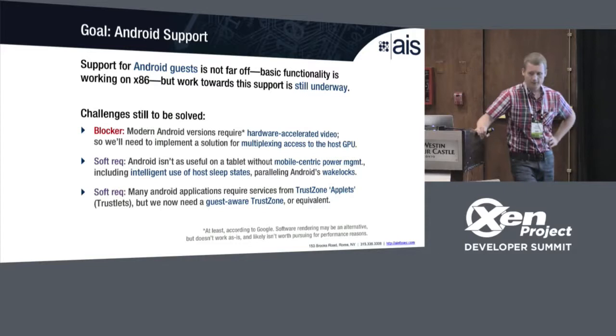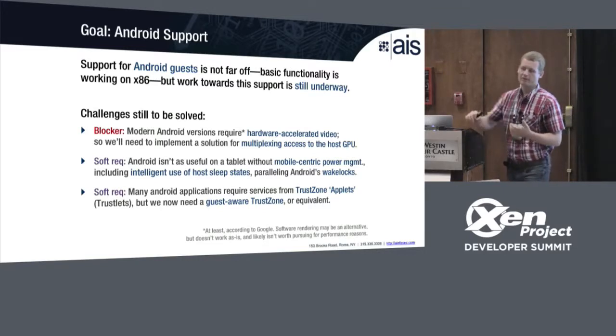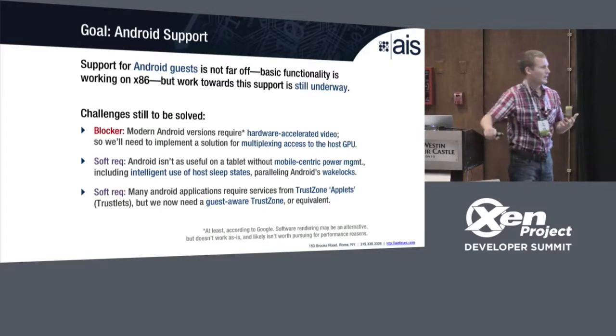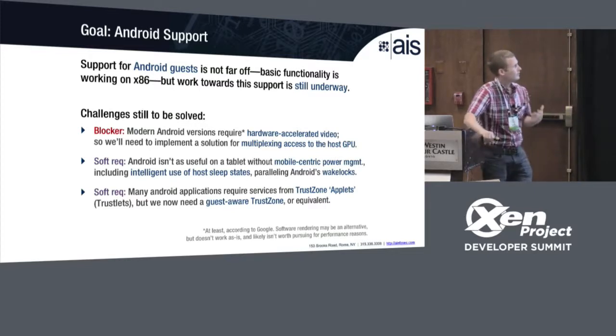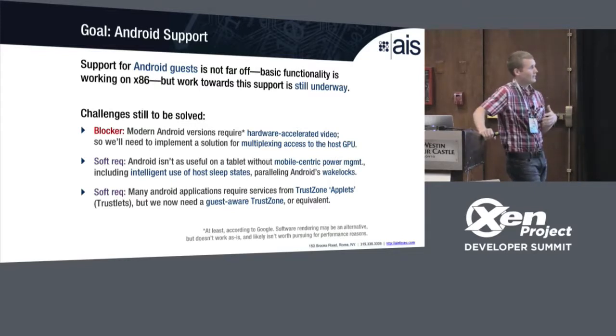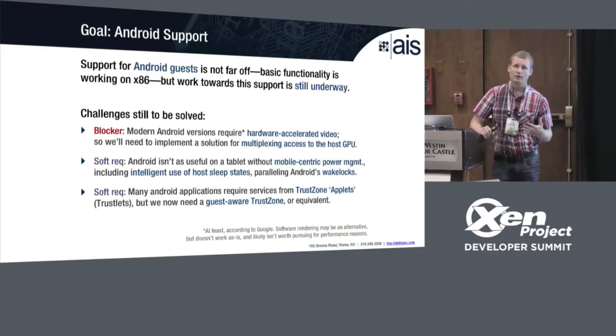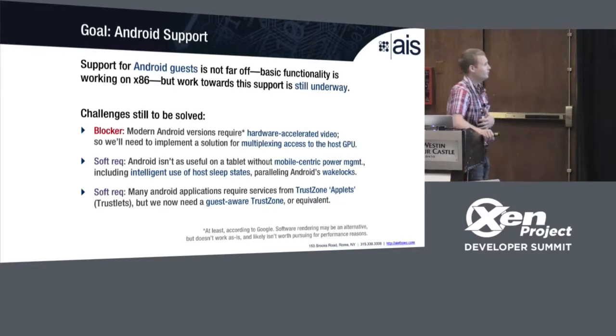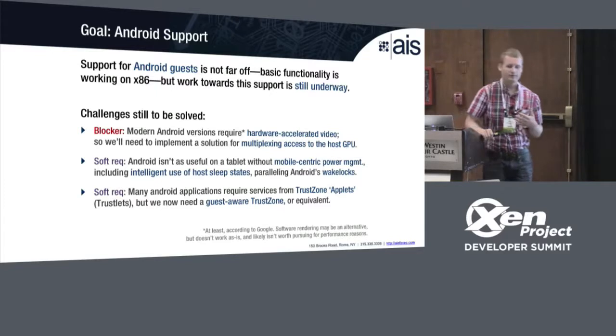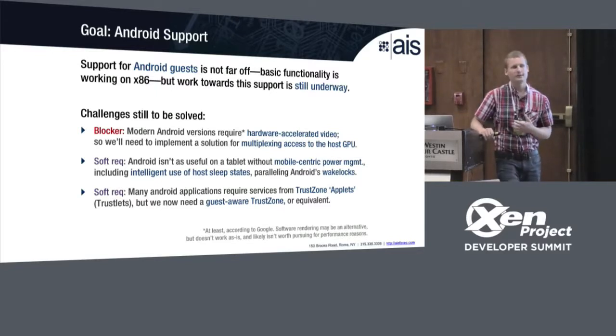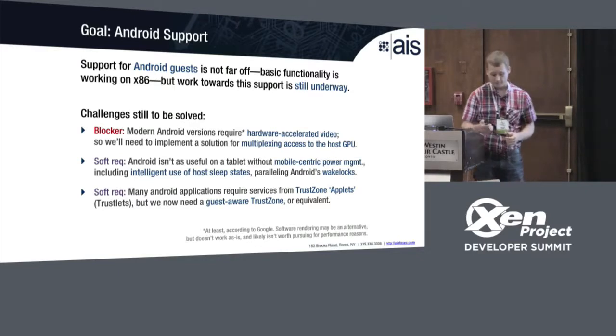Another one is power. A lot of the mobile operating systems have done a lot of optimization to reduce power consumption on these devices. In a virtualized platform, you have to extend that to include the fact that you have multiple guests, your control domain, your hypervisor, and so forth. So there would probably be some work there. And then the third is TrustZone. A lot of applications on Android require the use of trustlets, and extending that to a virtualized environment has some challenges that we'll talk about.